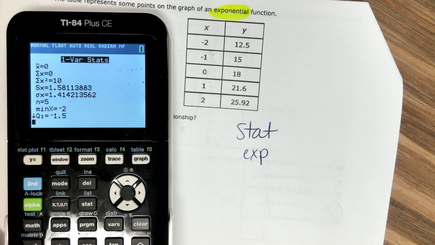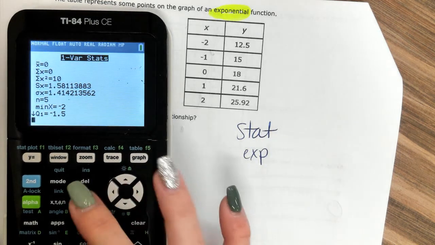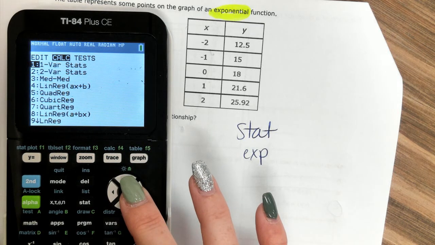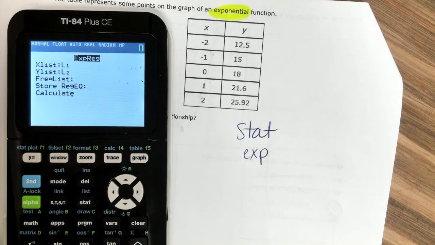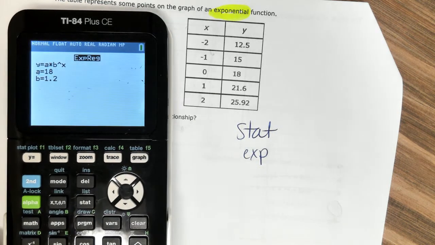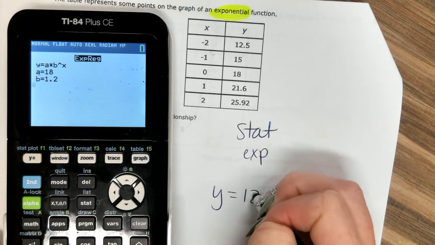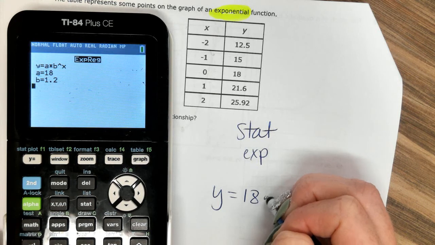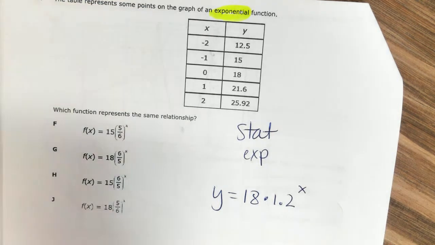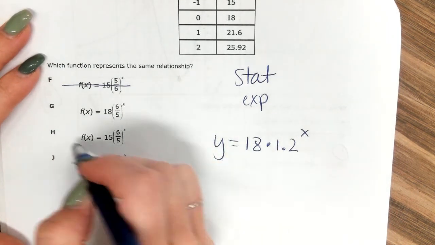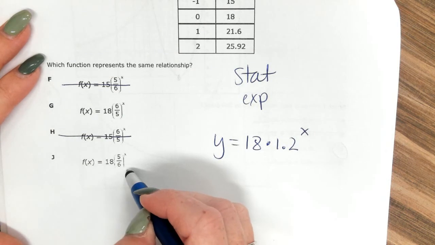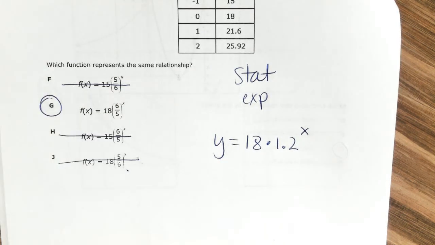And there's your equation. Oh, what did I do? There we go. So it's y equals 18 times 1.2 to the x power. So I just had to figure out which one of those was 1.2, which couldn't be 5/6 because that's part of a whole and that's more than a whole. Could you have also used your y equals button and checked your tables? Yes.